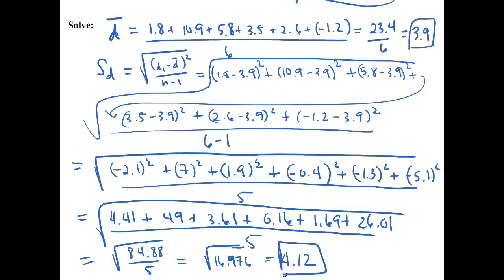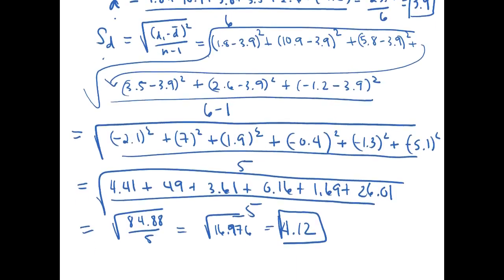All right, so now we have basically just d bar and sd. We haven't even calculated our t-test statistic yet. So this is why I really highly recommend that you use some sort of software to calculate your mean and your standard deviation, because it's pretty tedious. It's not impossible to do, it just takes a little bit of time.